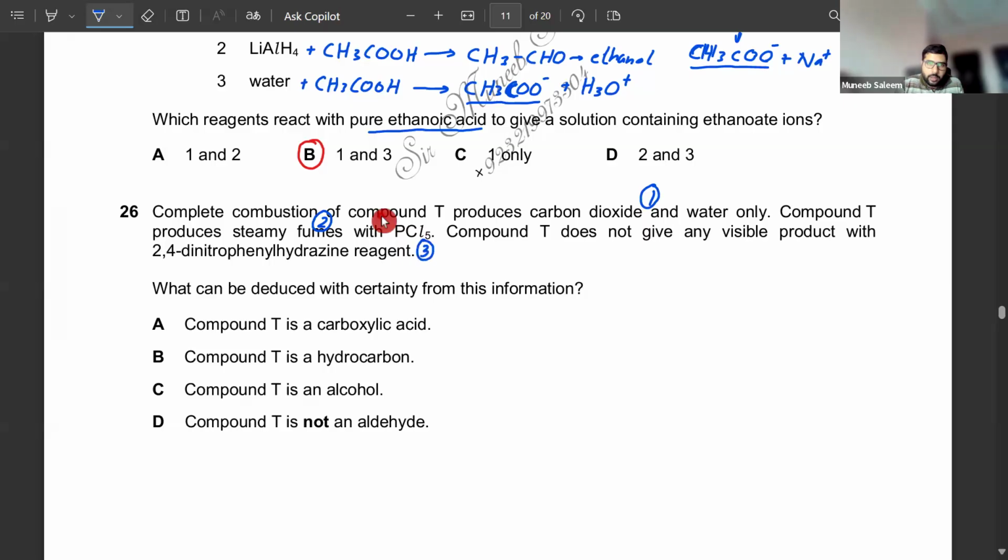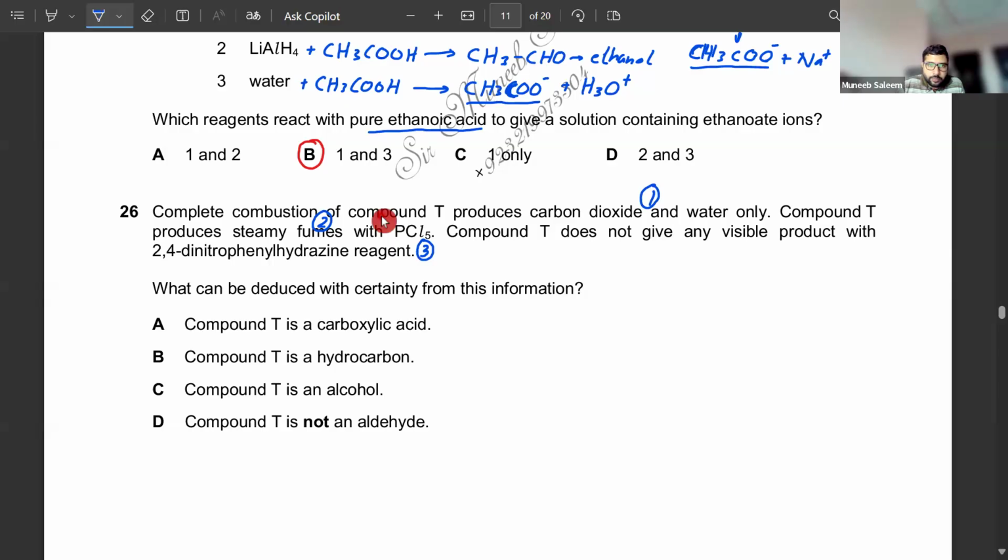This is the third statement. I will apply all these three statements on all the options A, B, C, D. Option A says compound T is a carboxylic acid, B says hydrocarbon, C says it's alcohol, and D says it's aldehyde.